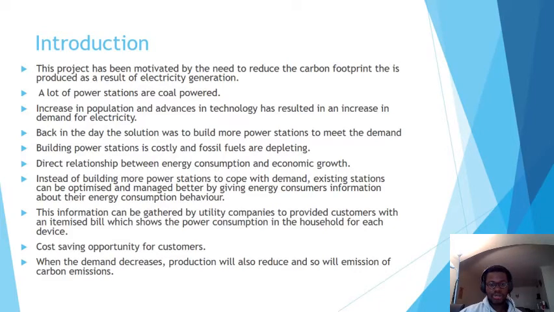by giving energy consumers information about their energy consumption behavior. This information can be gathered by utility companies and provided to customers in the form of an itemized bill, which shows the consumption in the energy or household of each appliance. This may also result in cost-saving benefit for the customer. When the demand decreases, the production also decreases, which will also reduce the carbon emissions.